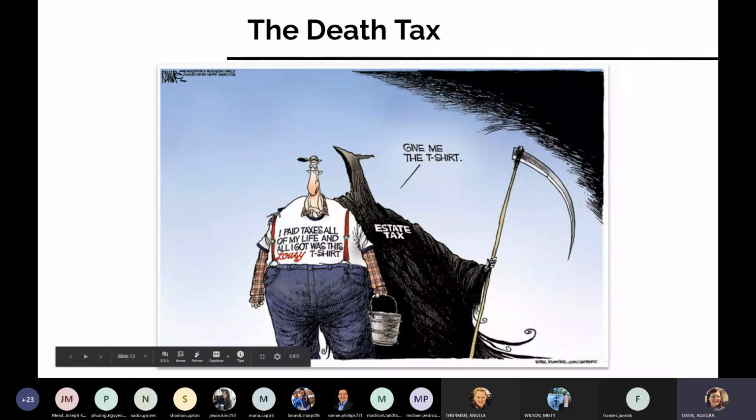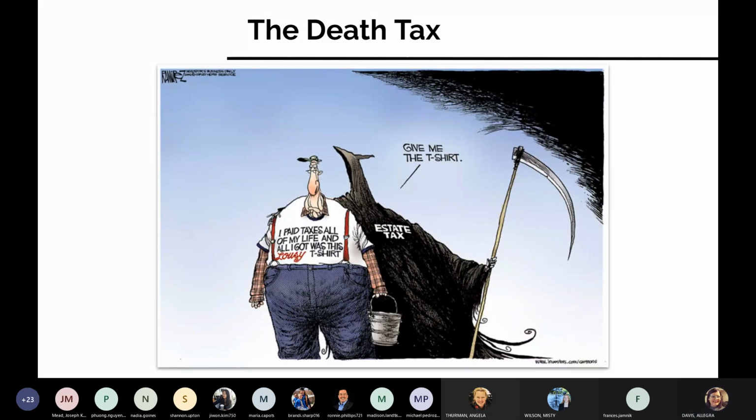So this political cartoon is an exaggeration of that, because this person's t-shirt says I paid taxes all my life and all I got was this lousy t-shirt. First of all, this makes it sound like the dead person is paying the taxes, and that's not necessarily true. But this doesn't look like a person who has $11.5 million, although appearances can always be deceiving.